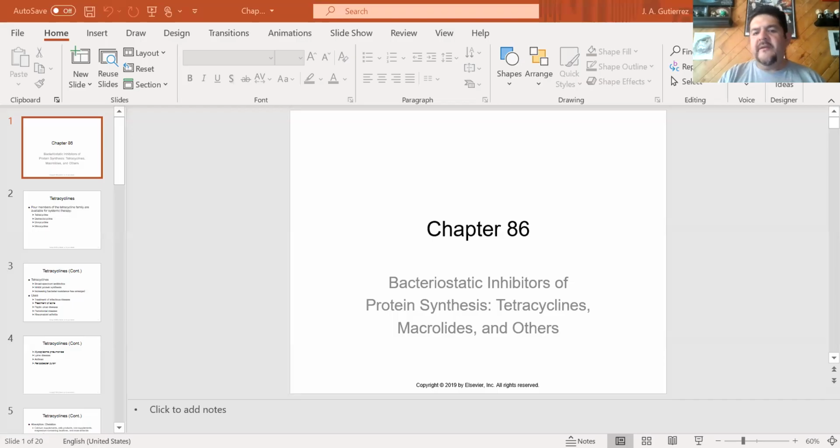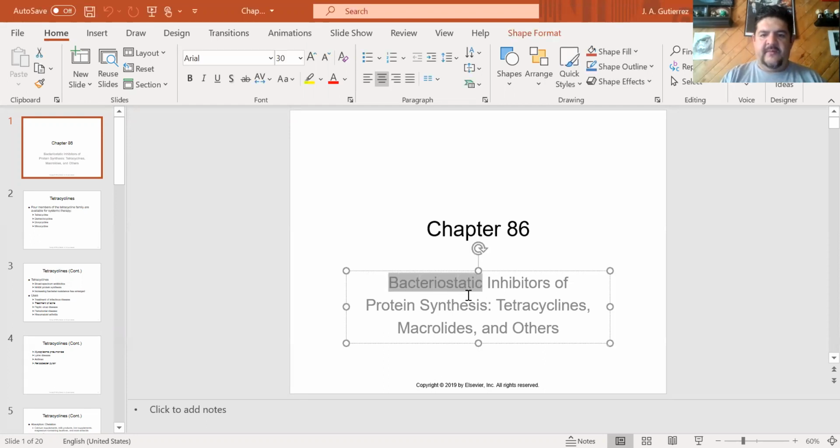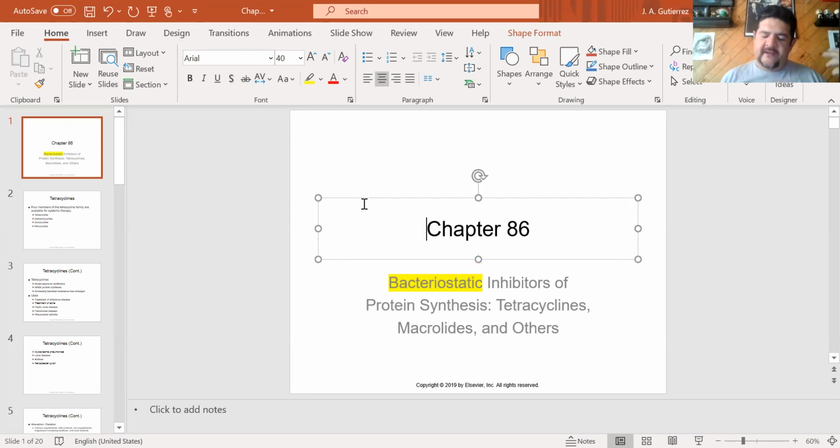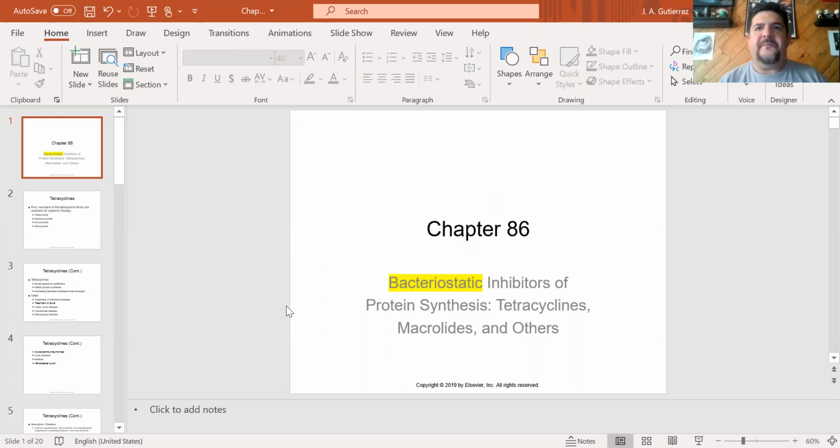Okay, here we go. So the keyword here is bacteriostatic. Unlike the previous antibiotics, penicillins and all of them, which were considered bactericidal, and we mentioned they kill bacteria and destroy the cell wall, in this case they are bacteriostatic.